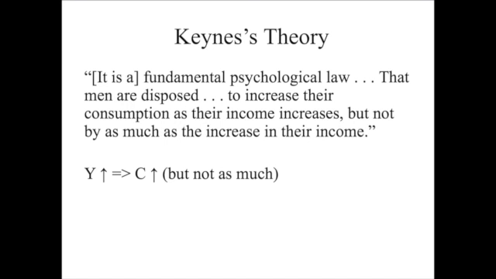Keynes' theory about consumption is pretty simple. He thinks it's a fundamental psychological law that when you get more income, you consume more, but you won't consume all of the extra income you get. So the relationship is really straightforward. It's when Y goes up, that implies that C goes up, but not by as much as Y went up.